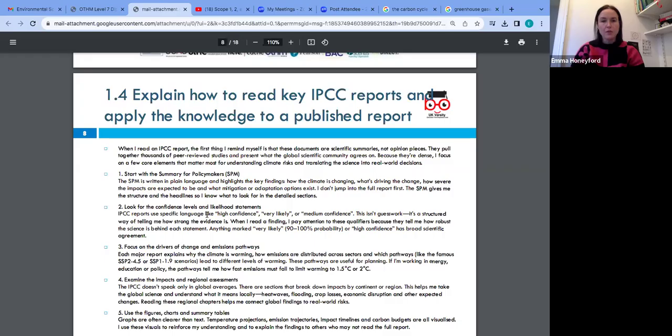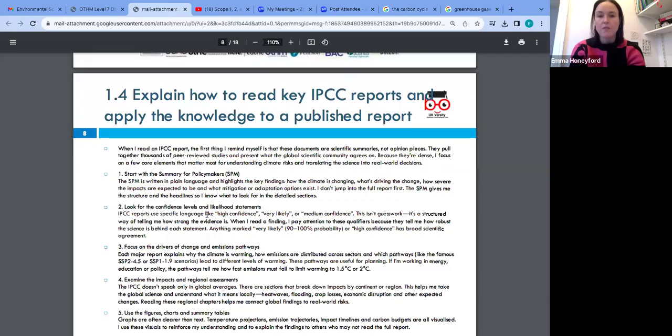So when we look at the IPCC reports, and then we apply that knowledge to a published report, it's important to remember the following things. So this is for 1.4, learning outcome number 4. So when we read an IPCC report, the first thing we need to consider is that these documents are scientific summaries, not opinion pieces. So essentially they'll pull together thousands of peer-reviewed studies that will present what the global scientific community agrees on. So it's science-based, and they're dense.